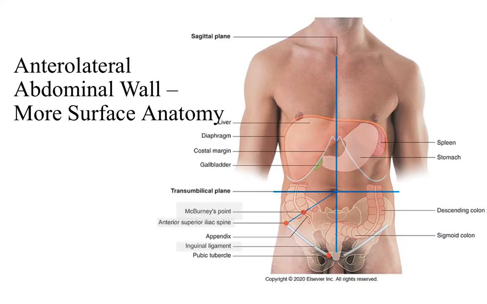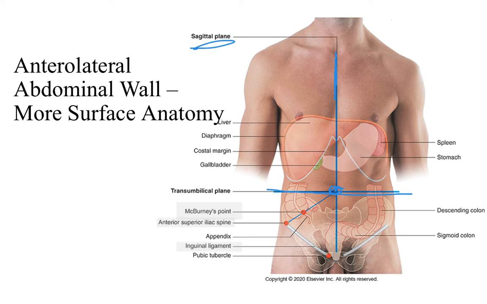All right, so some more surface anatomy. Again, we have our median plane. What they're calling here is a sagittal plane. Recognize that those pretty much mean the same thing. And then you have your transumbilical plane. Notice that's going right through the umbilicus. All right, so what that tells you right away is that we're dividing the abdomen into quadrants here.